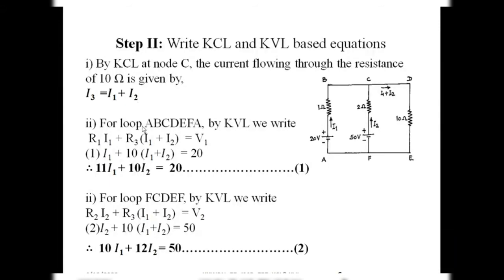Now we will move to the second sub-step, that is applying the KVL to obtain the equations. For this we will consider the loop as A, B, C, D, E, F, A. Here you can observe A, B, C, D, E, F, A. So we can write the equation using the KVL.